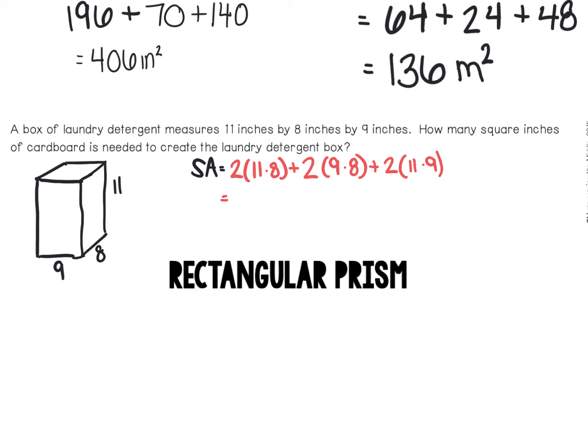We'll multiply and then add at the end. So 2 times 11 times 8. 11 and 8 is 88 times 2. 176. Next one. 9 times 8 is 72 times 2. 144. And then 2 times 11 times 9. 198. Go ahead and add those up.